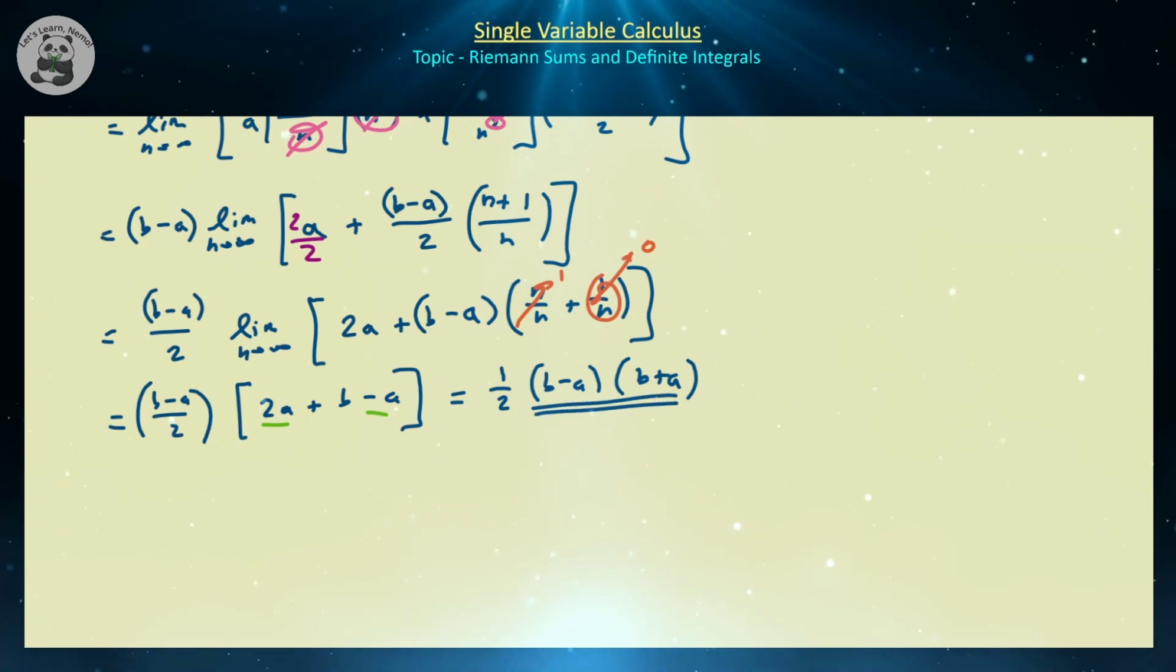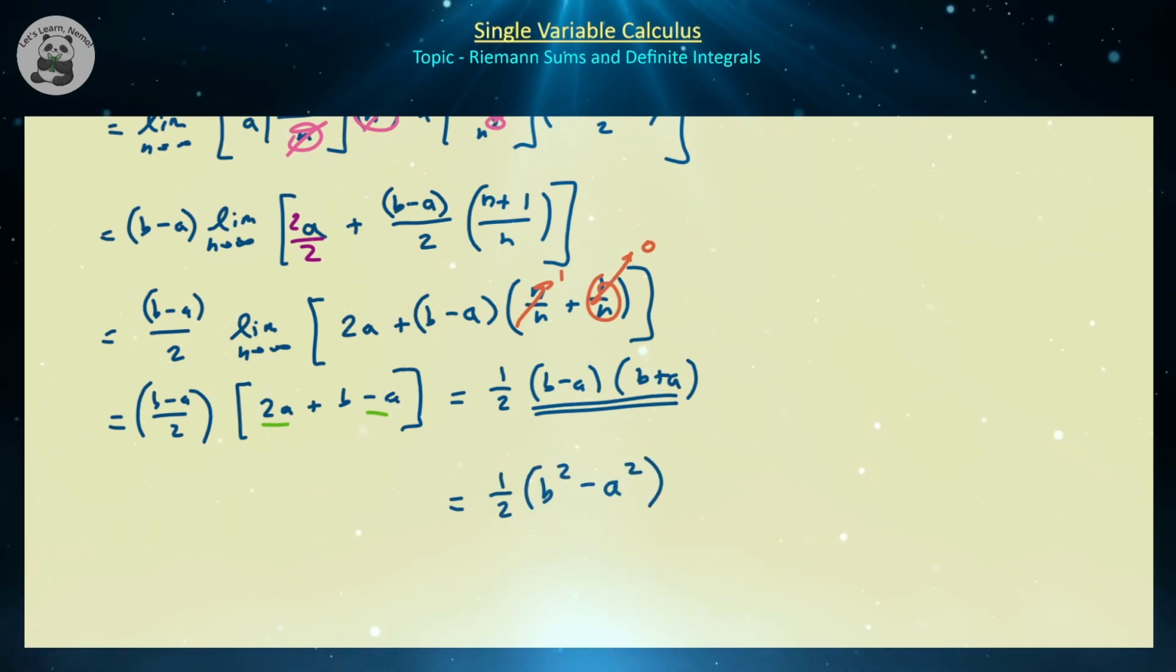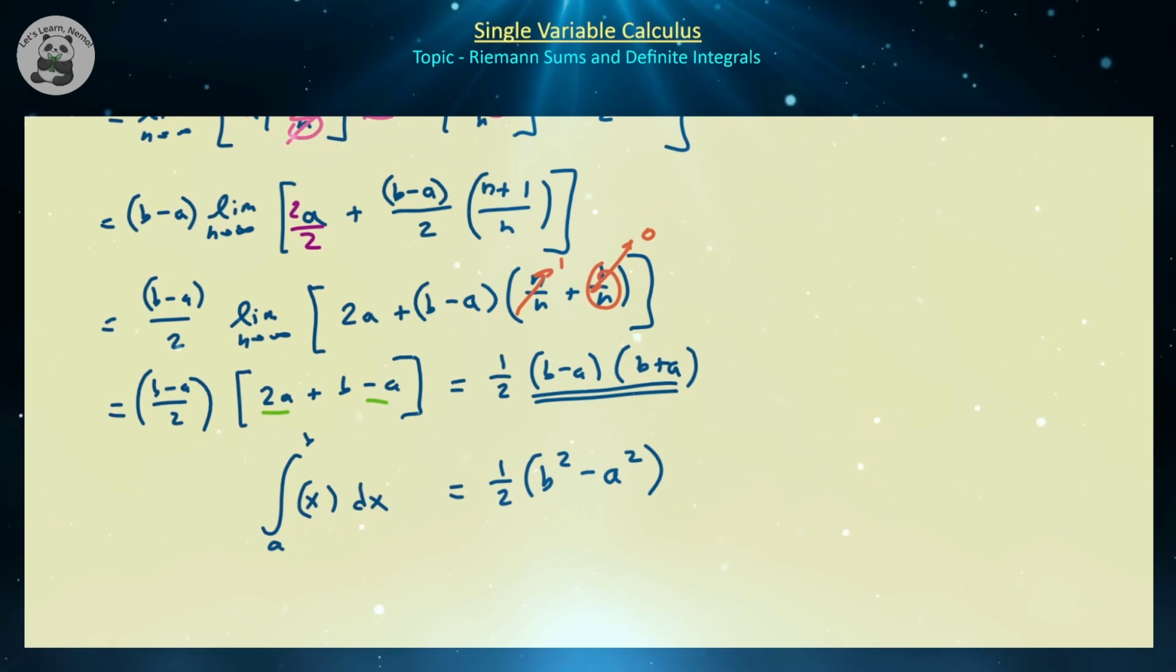And once we distribute that out, that should be a very familiar expression. This is just going to be 1 half (b squared minus a squared). That's just the difference of squares. So this is just going to be the integral from a to b of our linear function x dx.